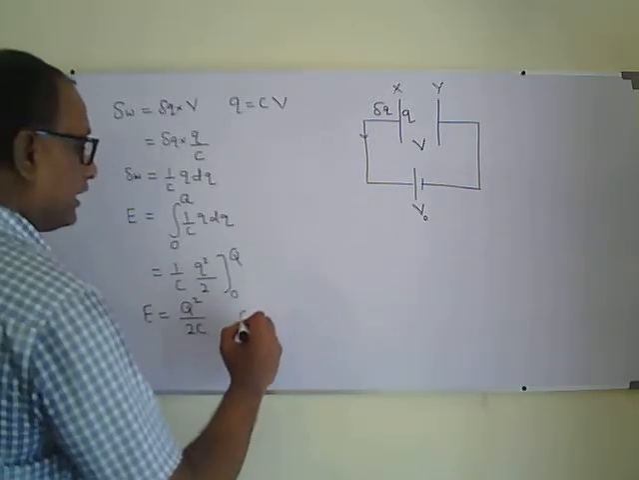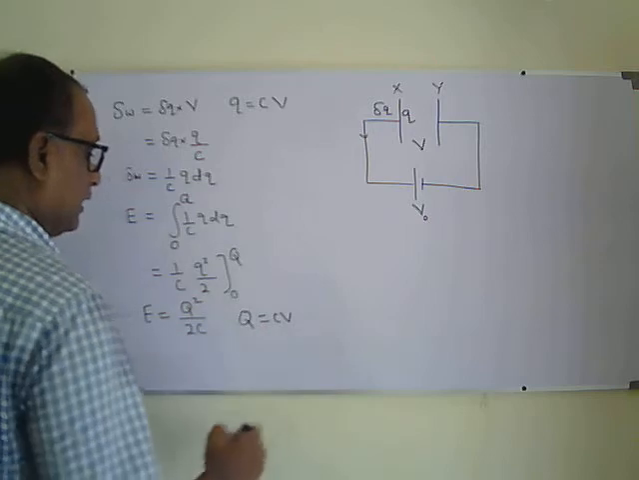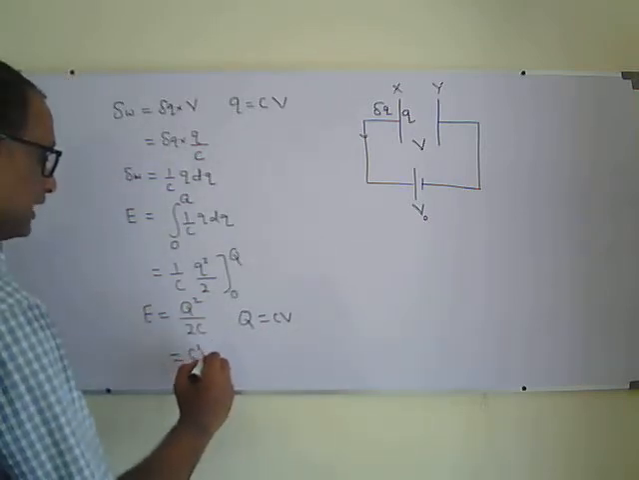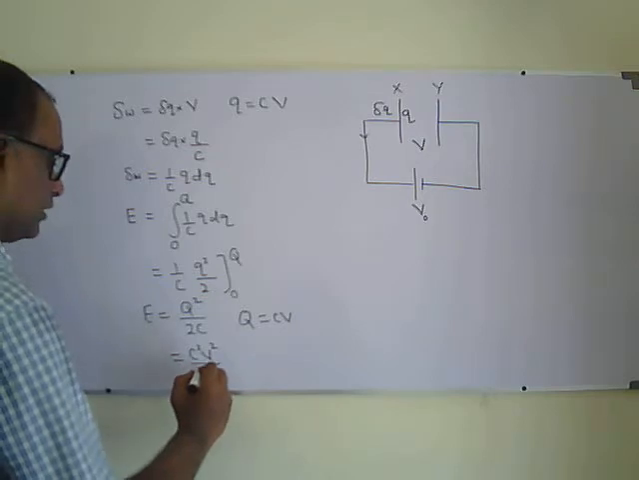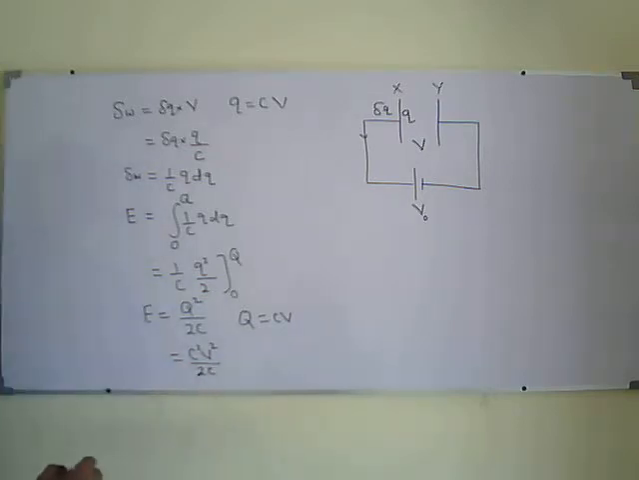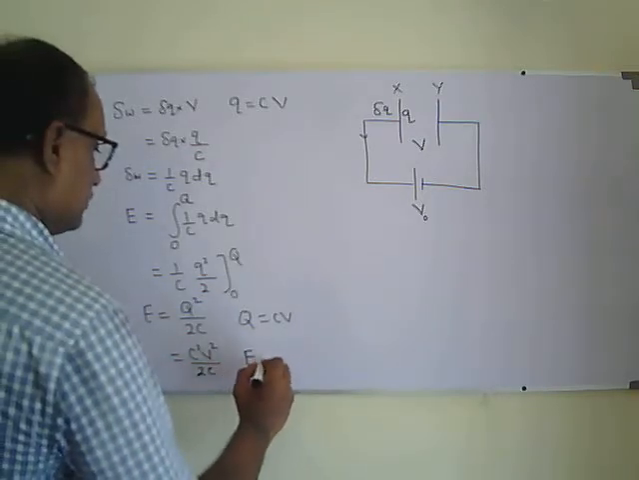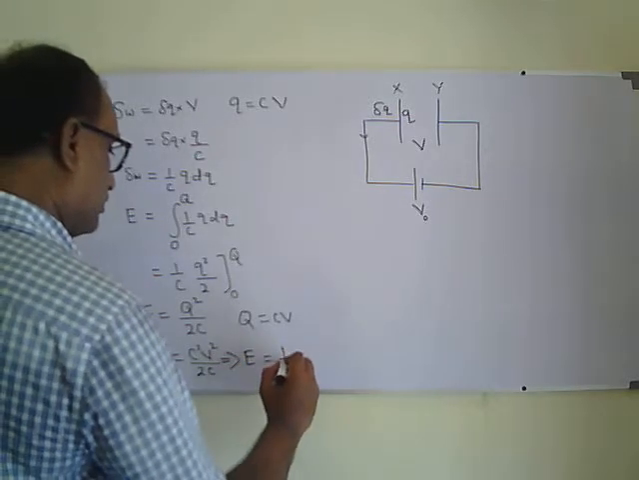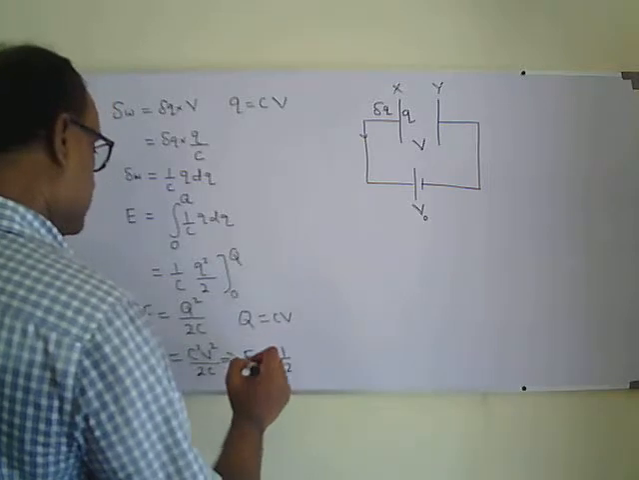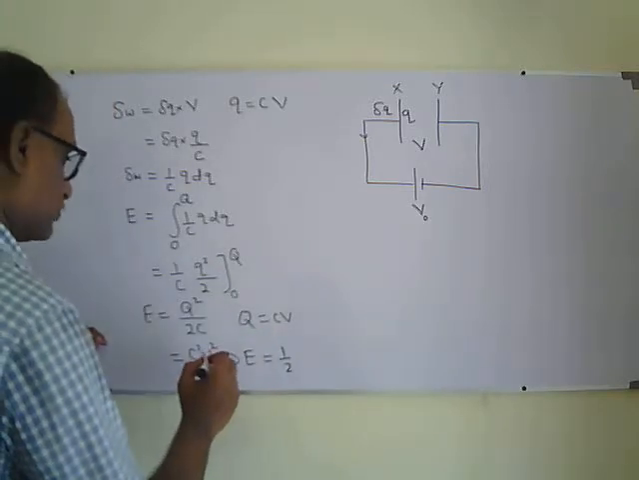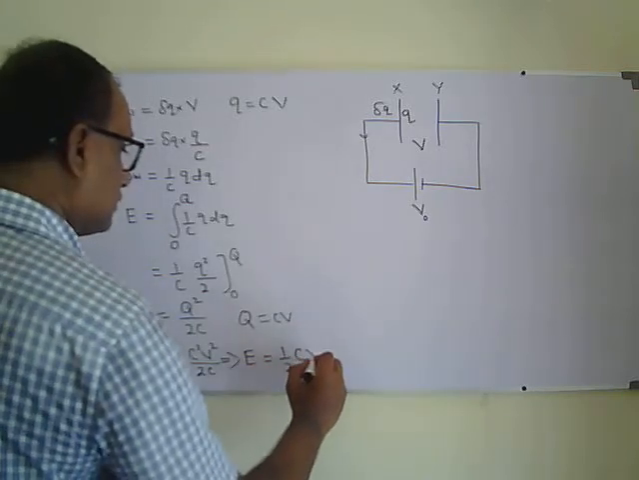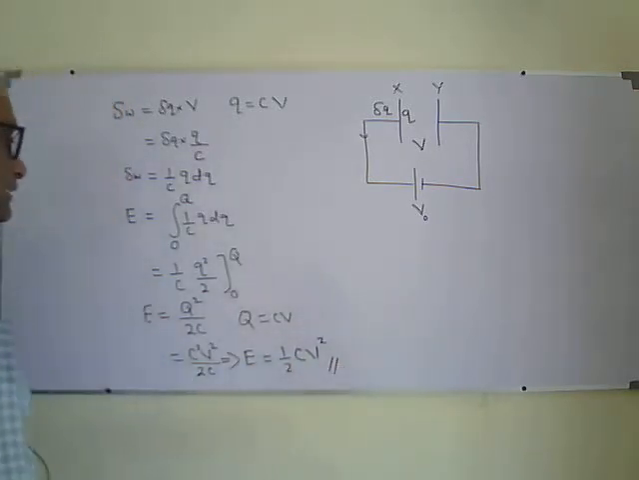But we know that Q equals CV. So substitute that. Instead of Q squared, I can say C squared V squared over 2C. So that's going to be E equal to half CV squared. That is also the energy stored in the capacitor.